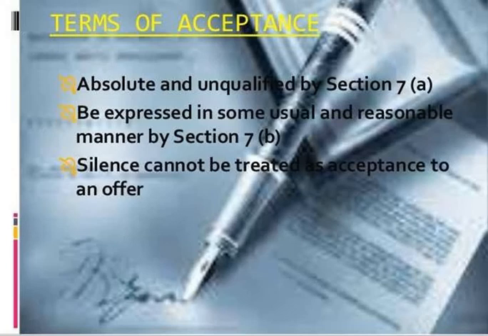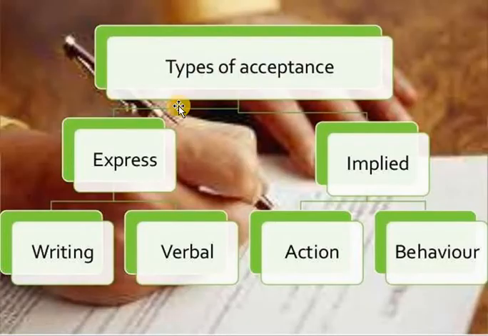What are the types of acceptance? You can divide acceptance into express and implied acceptance. Express acceptance is something accepted in writing or verbally. And if a person's actions or behavior create an acceptance, that is what we call implied acceptance.